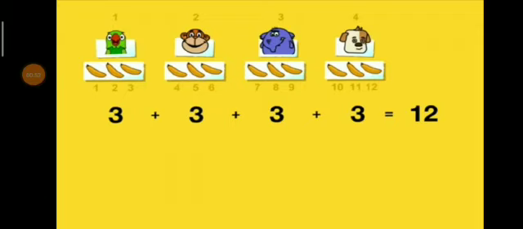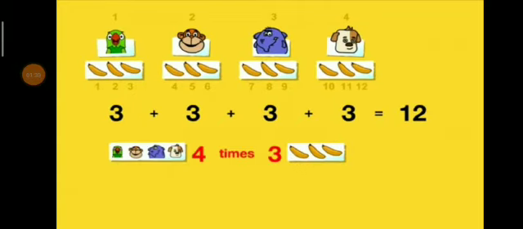Let's start counting. 1, 2, 3, 4, 5, 6, 7, 8, 9, 10, 11, 12. So it means 3 plus 3 plus 3 plus 3 equals 12. It means Rama needs 12 bananas for the animals.